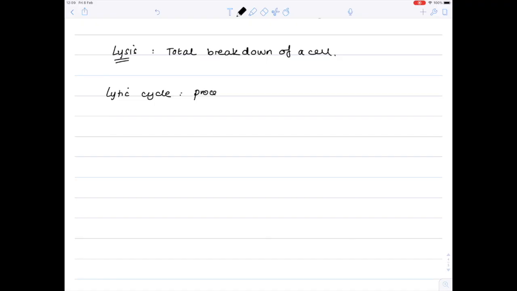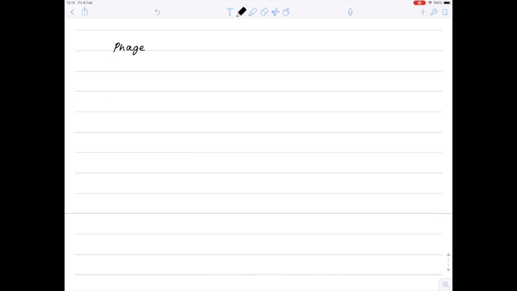A key definition now, which is lysis. Lysis is simply the total breakdown of a cell. It ceases to live. Linked with what we were saying about how viruses replicate, and the meaning of the word lysis is the lytic cycle. And this relates to viruses. And it's actually the process by which a virus replicates itself and destroys the host cell. A second important definition is a phage, and this is a virus which particularly infects bacterial cells.